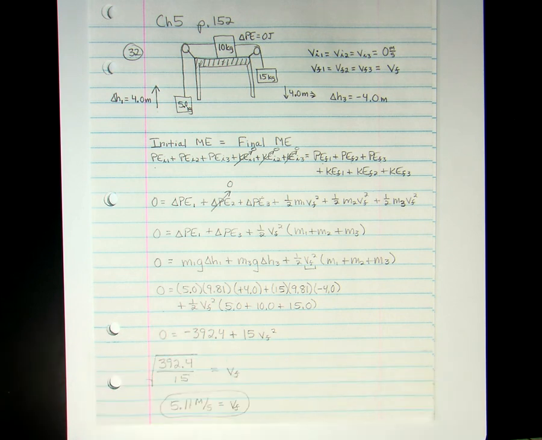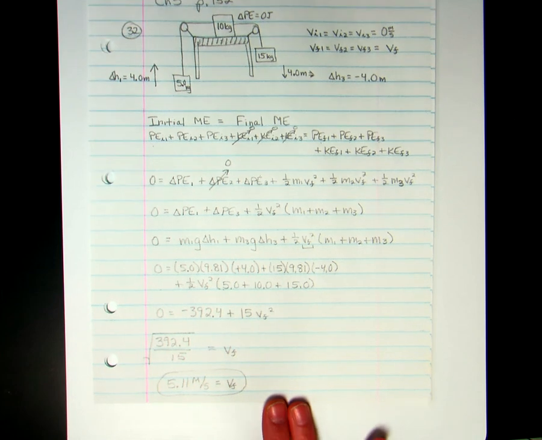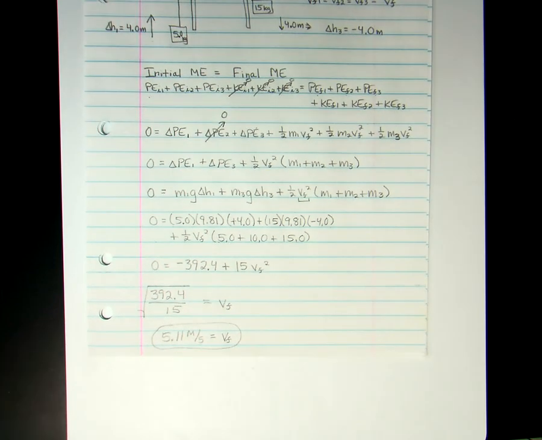And when I solve this, I get a velocity of 5.11 meters per second, and that's what it said in the book. So it looks like we're good.